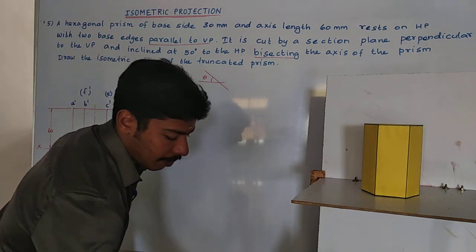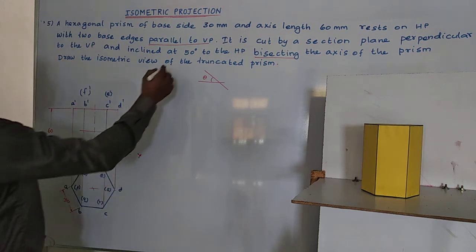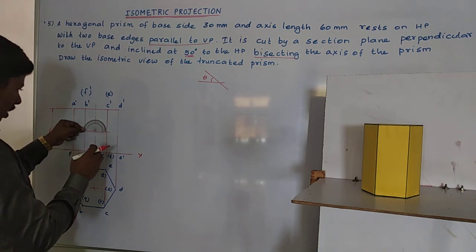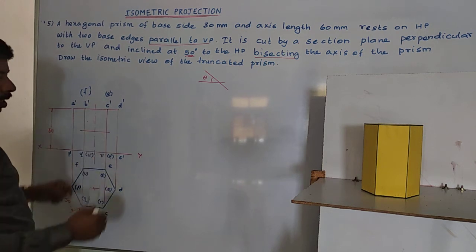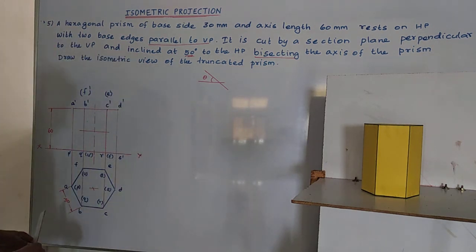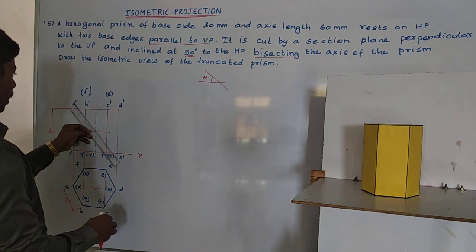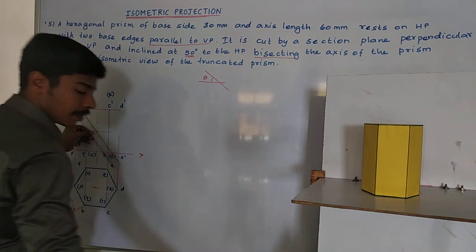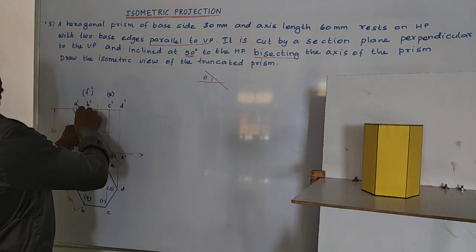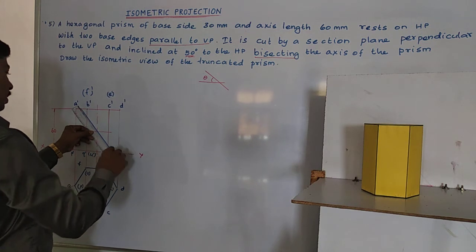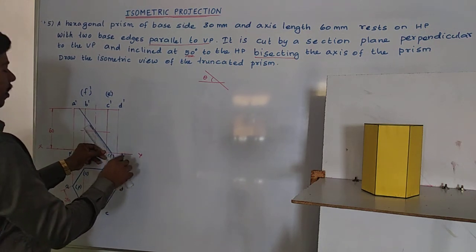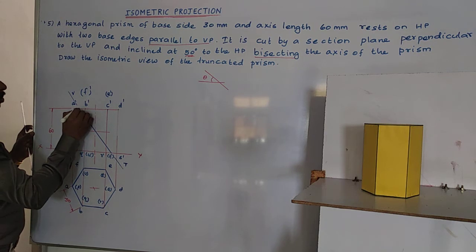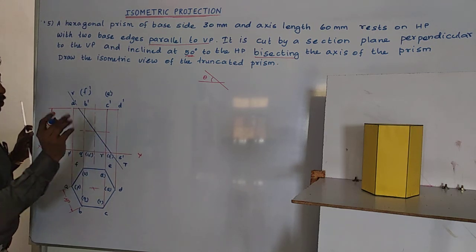Then what is the angle it makes with the horizontal plane? It makes 50 degrees with the horizontal plane. So I mark 50 degrees from this edge, 50 degrees with the horizontal plane. Just draw the section, the vertical trace. Then section points 1, 2, 3, 4, places where the section happens.